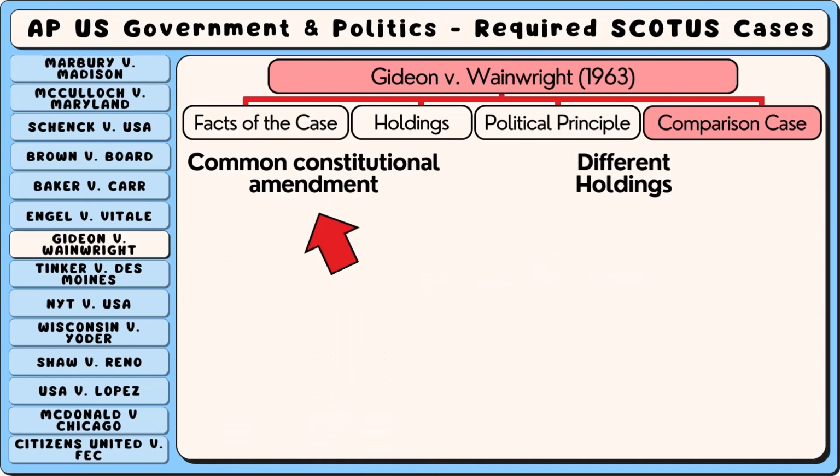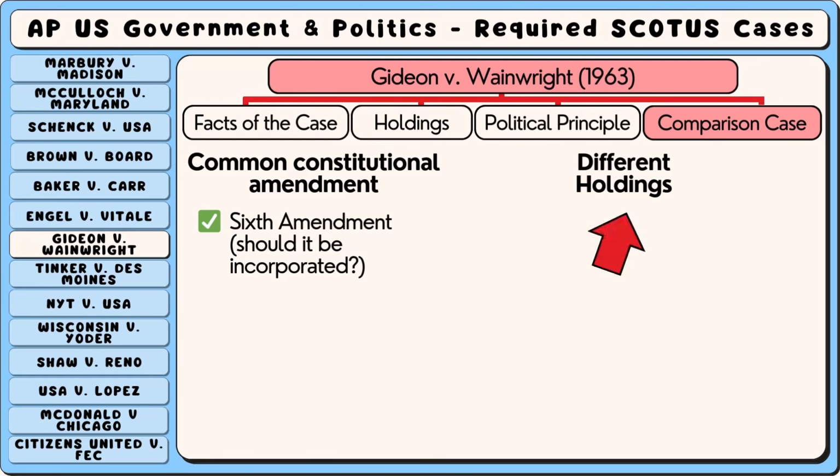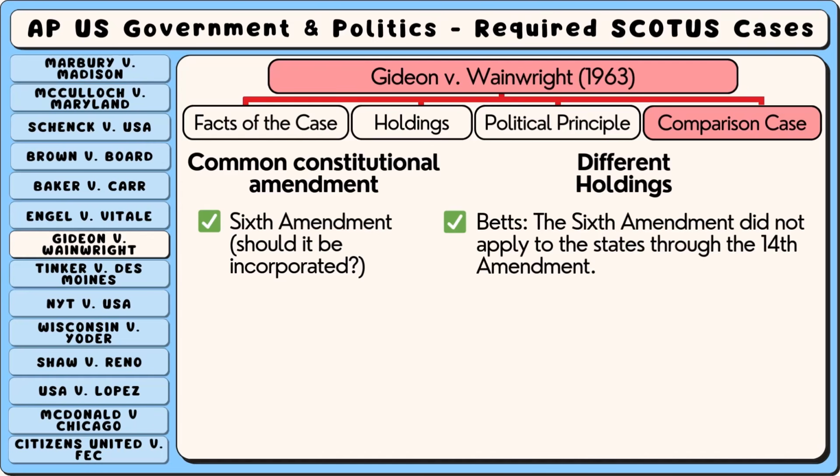Now let's identify the common constitutional amendment in the Bill of Rights between Betts versus Brady and Gideon versus Wainwright. Both cases focused on the Sixth Amendment right to counsel and on the idea of whether it applies to the states. Now let's compare the holdings of the two cases. The holding in Betts versus Brady was that the Sixth Amendment right to counsel did not automatically apply to the states through the 14th Amendment.